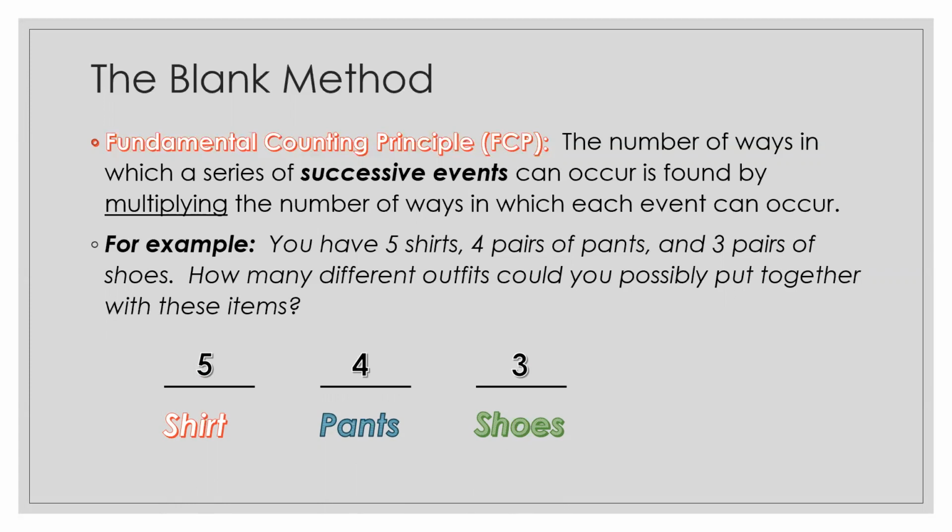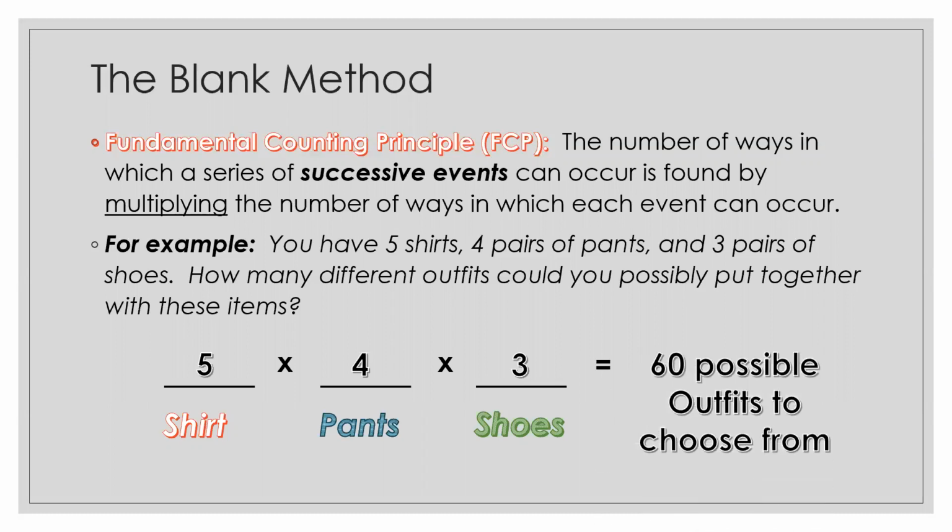Now, the fundamental counting principle, or the multiplication principle, is that you just multiply the number of choices for each of those events to get the total number of ways that you can put these outfits together. 5 times 4 is 20, times 3 is 60. So you have 60 possible outfits to choose from. I call this the blank method because, as you can see, you go blank, blank, blank, and then you multiply.